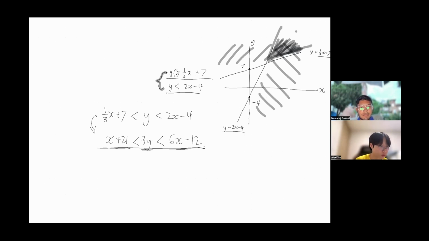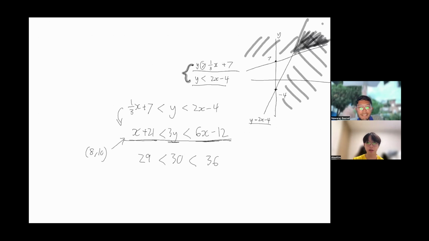Yeah. So D was 8 comma 10. If we plug this into here, we get 8 plus 21, 29, less than 3 times 10, which is 30. And then here, 6 times 8 will be 48 minus 12, so 36. Yes, sir. So I just plugged in x and y into this to get this. Yes, sir. It is satisfied. Yeah, so it satisfies this relationship. So this was choice D.